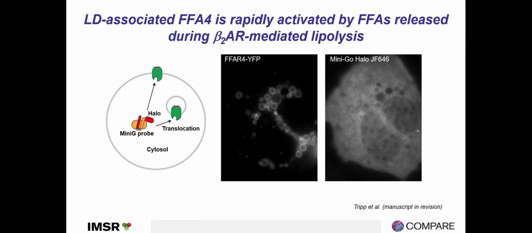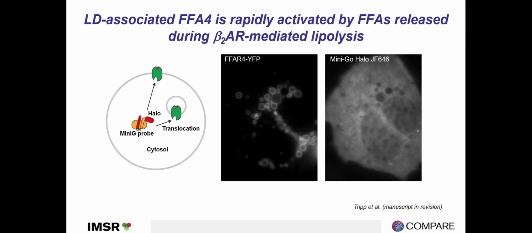And now here we're using mini-G probes, something you might be familiar with, developed by Chris Tate initially for structural studies. But this can also be used as probes to monitor where receptors are being activated. Basically, the way this works, you can fuse them to fluorescent proteins that reside in the cytoplasm as shown here. And when you stimulate cells, when you activate receptors, those probes translocate to membranes where you have active receptors.